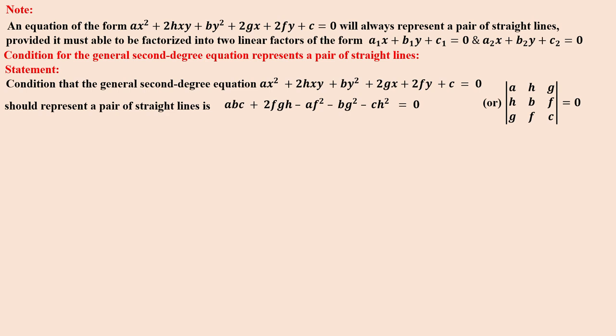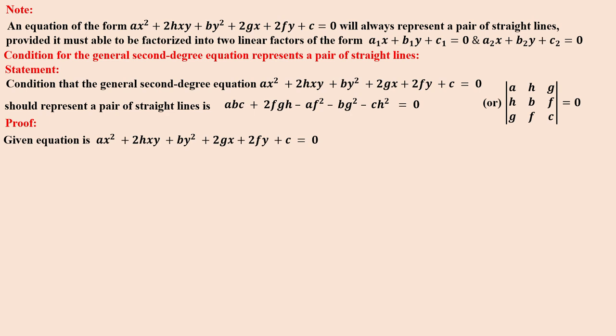So this is the determinant: a h g, h b f, g f c. So the main diagonal is a, b, c, and h, g, f on both sides. So you will get a 3 by 3 determinant. That value should be 0. Then the equation ax² + 2hxy + by² + 2gx + 2fy + c = 0 represents a pair of straight line equations.